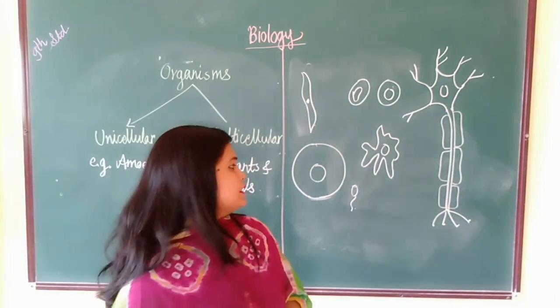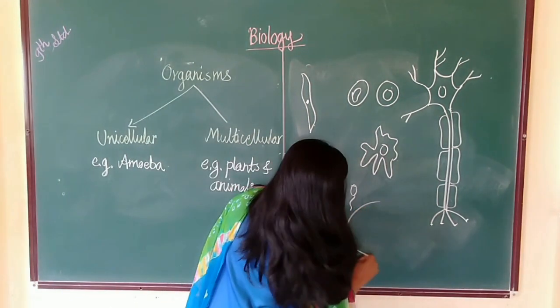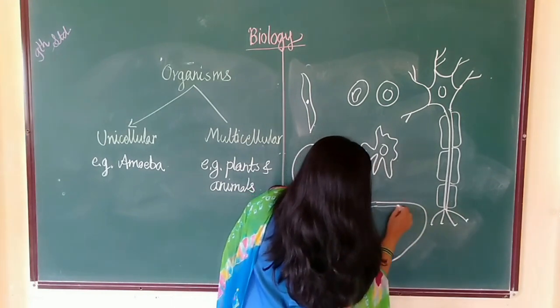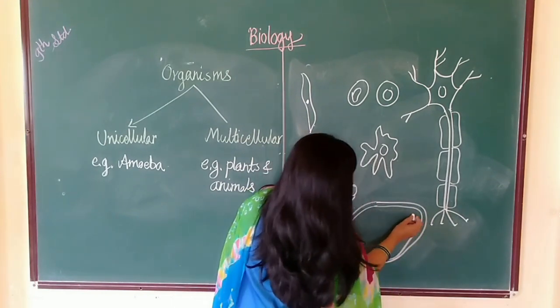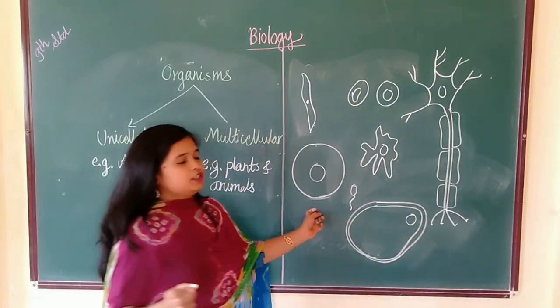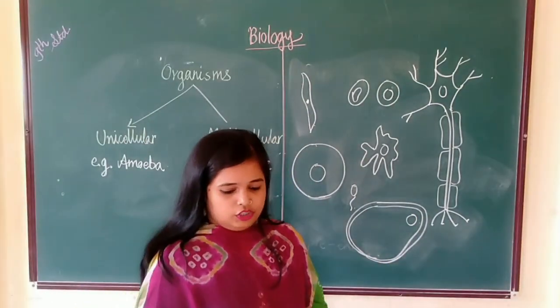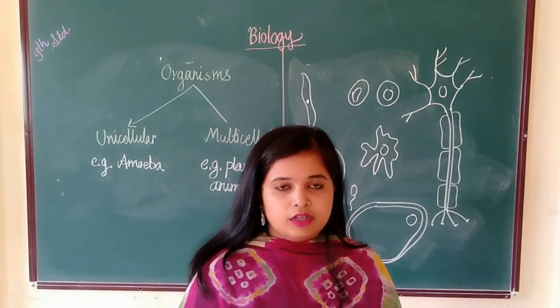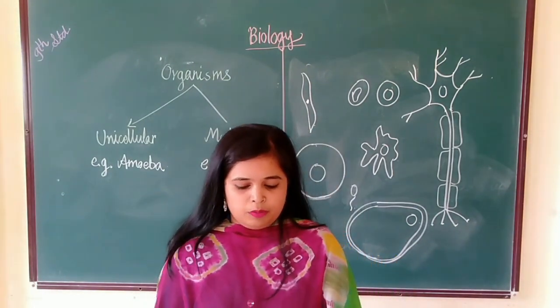If we consider fat cells, there is a balloon-like structure. So this is the structure of a fat cell. Why do we see such variety in the cell shapes? Because of their functions. The shape and size of the cells are related to the specific function they perform.